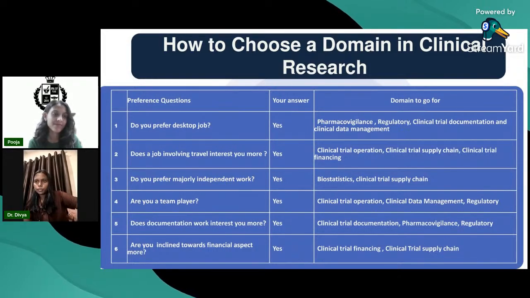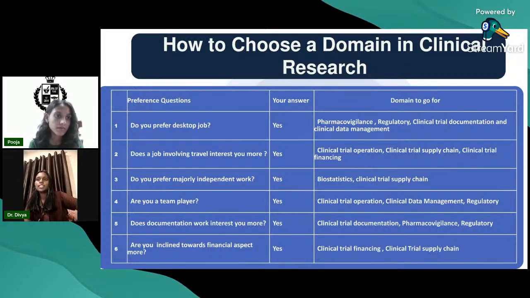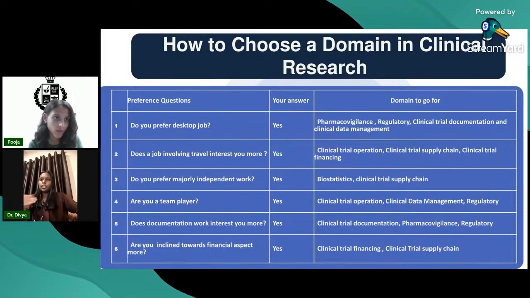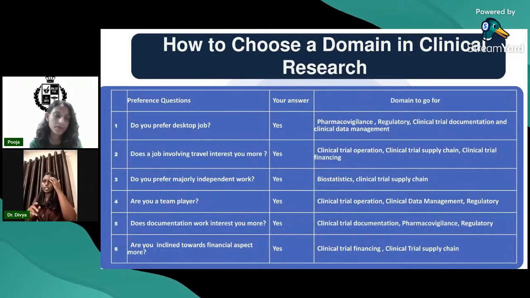After that, you will read the question, and if your answer is yes, you will tick into the column which is mentioned in the domains. I will read one question and you can do it with me or just understand.